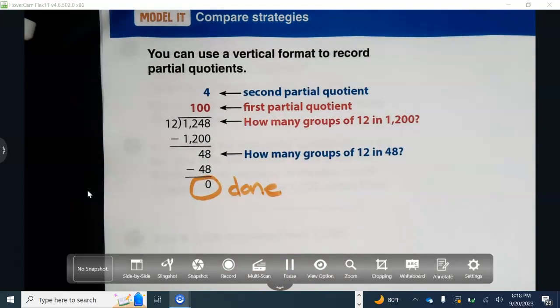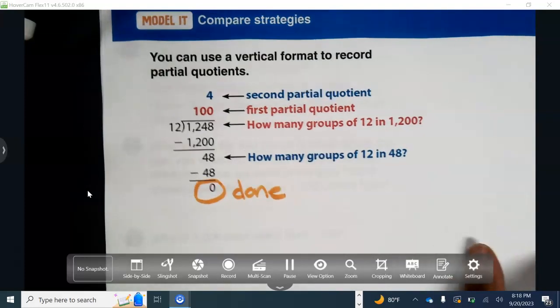All right, you do not have to use this method. It is okay to use the area model and the standard algorithm. Work with what you're comfortable with. But if this is a method you would like to try, you are more than welcome to.